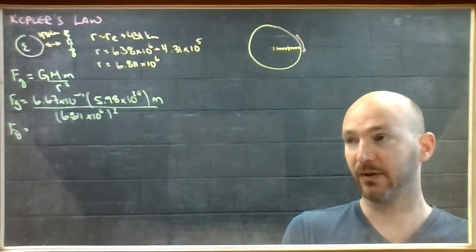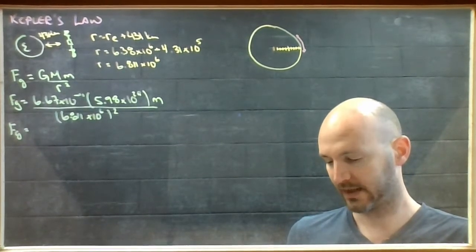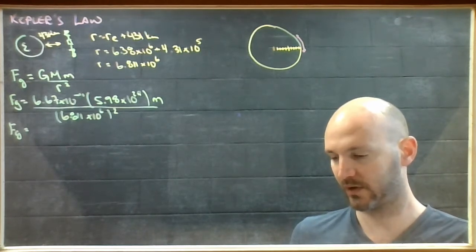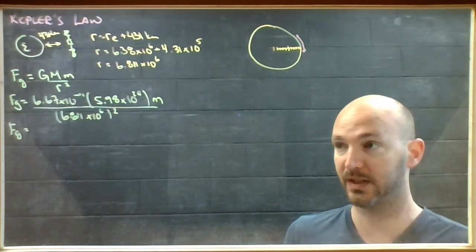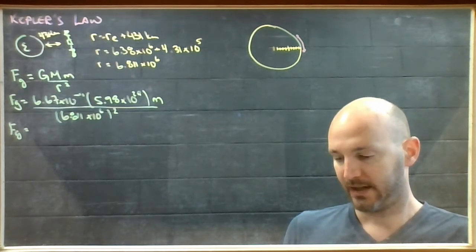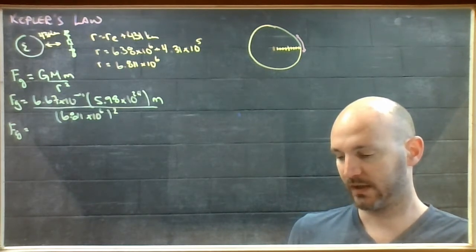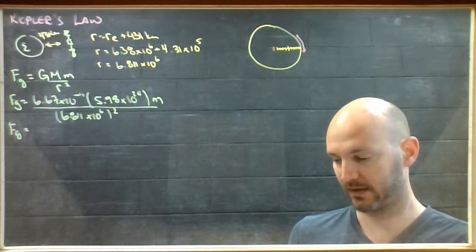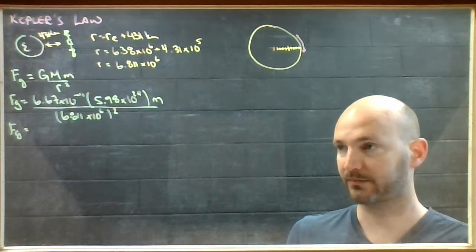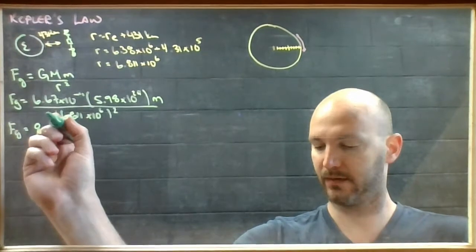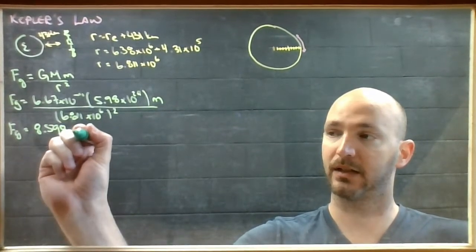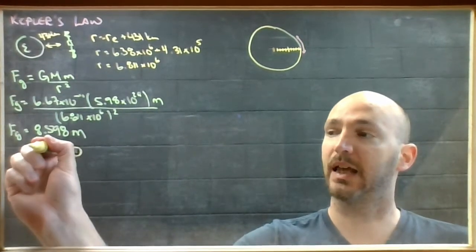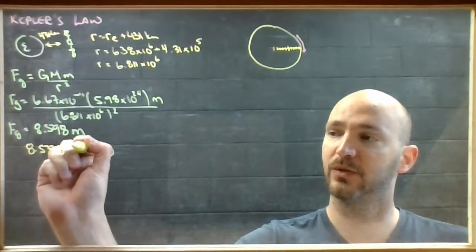So getting my calculator, 6.67 times 10 to the negative 11 multiplied by 5.98 times 10 to the 24 gives me that 3.98866 times 10 to the 14 we keep getting, divided by 6.811 times 10 to the 6, and we'll do it again, 6.811 times 10 to the 6 because it's squared, and I get 8.598. All right, so that ends up being 8.598 newtons per kilogram.